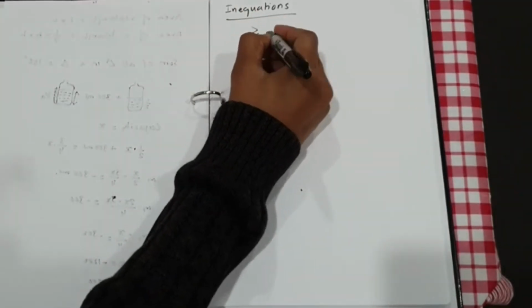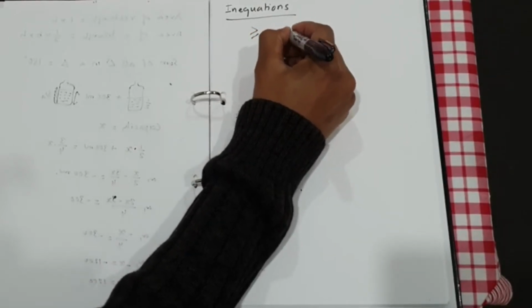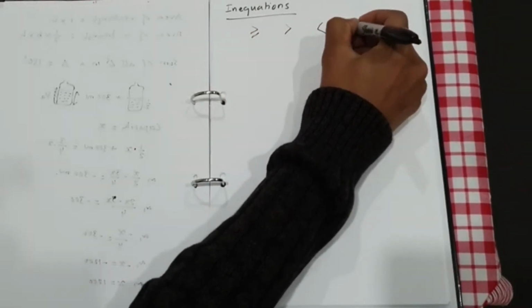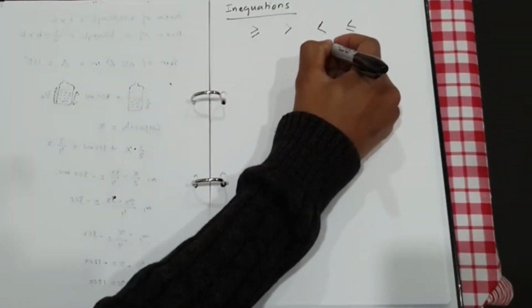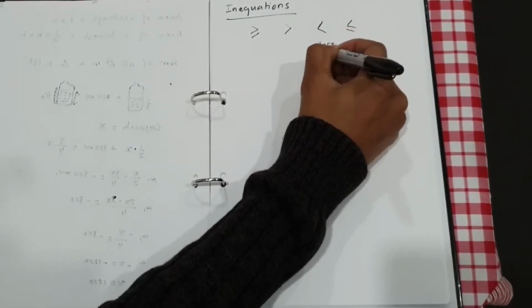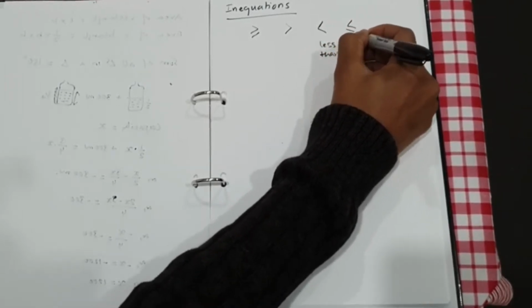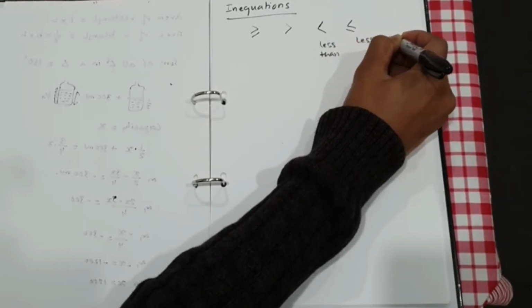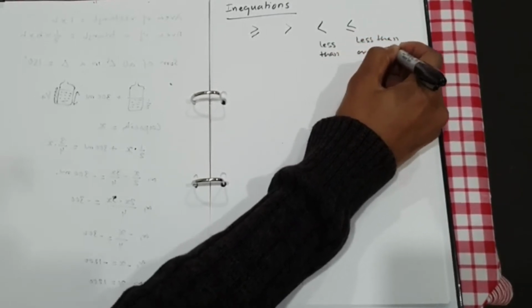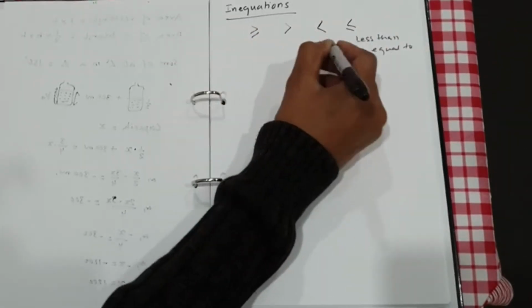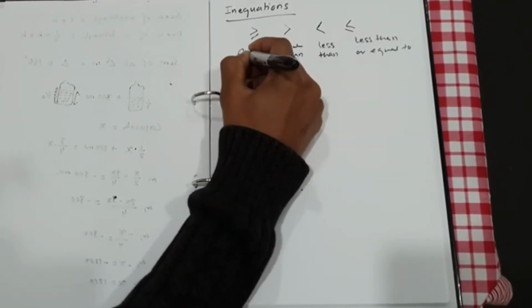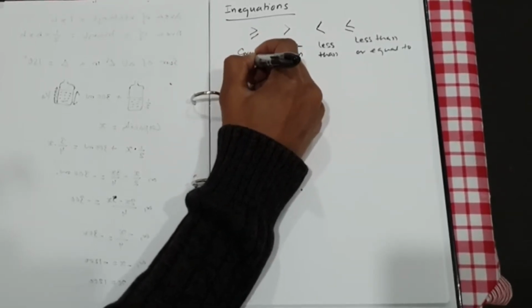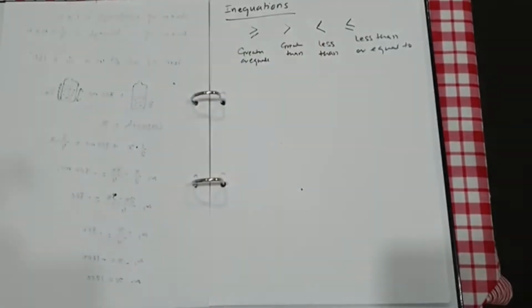This is greater than or equal to. This is just greater than, less than, and less than or equal to. Right? A good way to remember is less than is similar to L, less than or equal to, and this is greater than, greater or equals. Okay, and how do we basically solve these things?